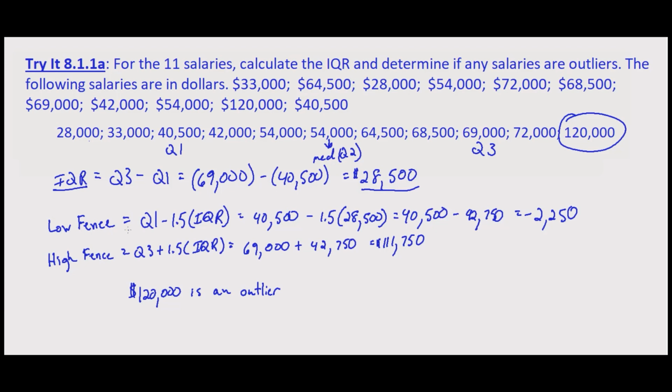So again, line everything up in ascending order, find the median, then find the quartiles being the middles of what's left on both sides of the median. The interquartile range is the third quartile minus the first quartile. And then we look at 1.5 times that value, the IQR, below the first quartile or above the third quartile for the cutoffs of where anything below or above those values respectively would be outliers. And in this case, the only value that we have that is above our high fence is $120,000.